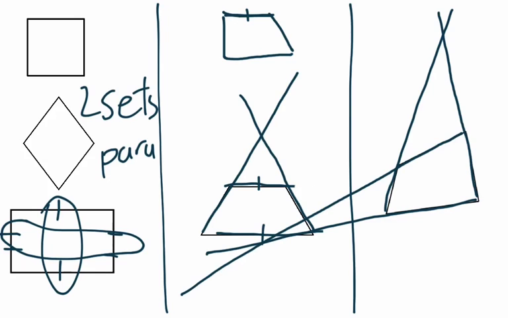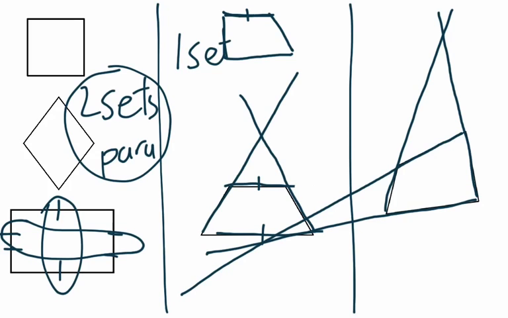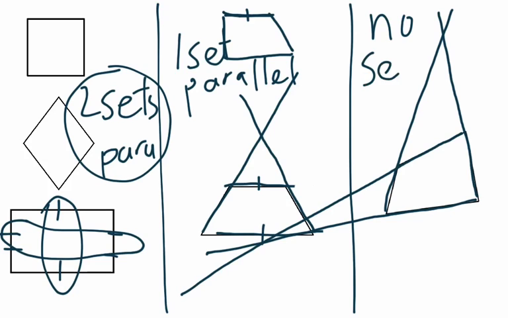So remember, we have just 3 different sections of quadrilaterals when we're only talking about the sides. We have 2 sets of parallel lines, 1 set of parallel lines, and no sets of parallel lines. So 2 sets, 1 set, no set. Those are kind of the categories we're putting them in.